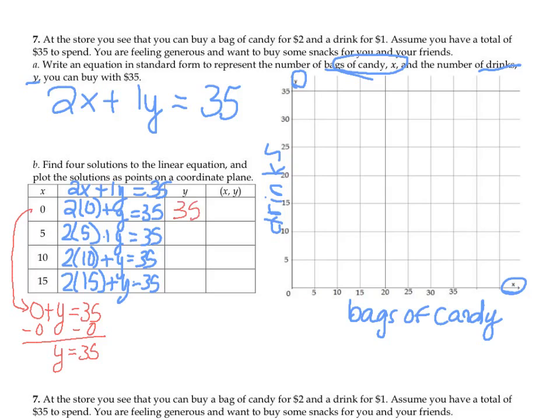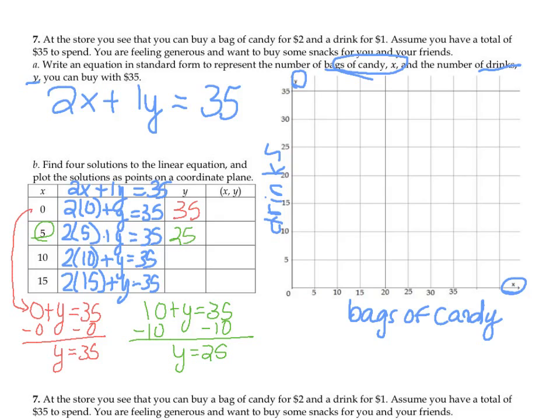Okay. Now I'm going to look at the next box down. I'm going to look at the 5. So I've got 2 times 5 is what? 10. So I've got 10 plus y equals 35. And then, Macy, what do I do to both sides to get y by itself? Subtract 10. Good. So that gives me y equals 25.